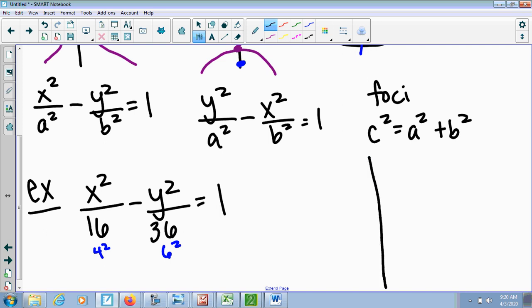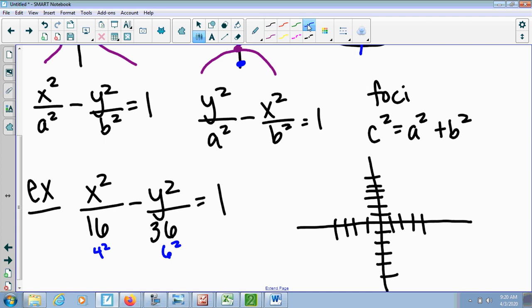So you draw your graph, and you start out exactly like you would have had it been an ellipse. We put all the points on here just like it's an ellipse. So I'm going 4 in the x direction and 6 in the y direction. I need to know that these points are important. So I have my 4s underneath the x and 6 underneath the y.